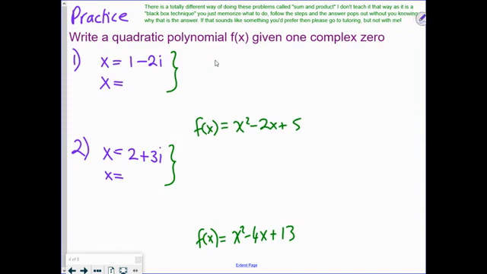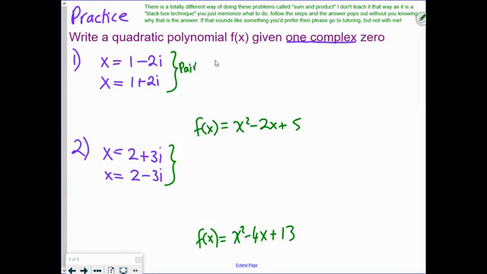So, this one's partner would be 1 plus 2i. This one's partner would be 2 in front of the square root part. We put minus. Don't forget i is the square root part. So, we need to write a quadratic polynomial f of x given one complex zero. If you're given one complex zero, you know it has a friend. It's got its conjugate. These together make a conjugate pair.